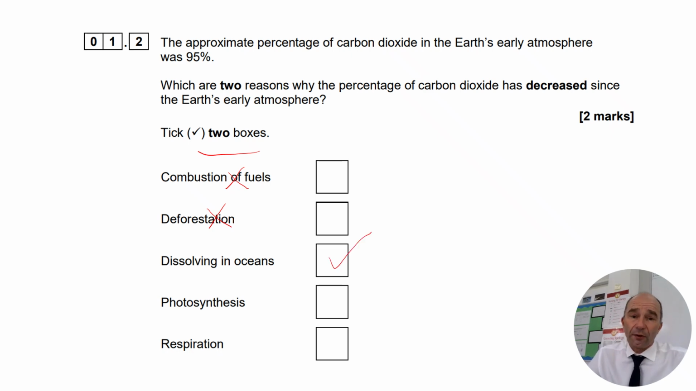Photosynthesis, well, that's where plants take in carbon dioxide. And again, that is the other reason that the carbon dioxide level dropped significantly. Remember, respiration, we carry out respiration, and it's where, in part, we breathe out carbon dioxide. So that's clearly an incorrect answer. Make sure you're only ticking 2 answers, though.